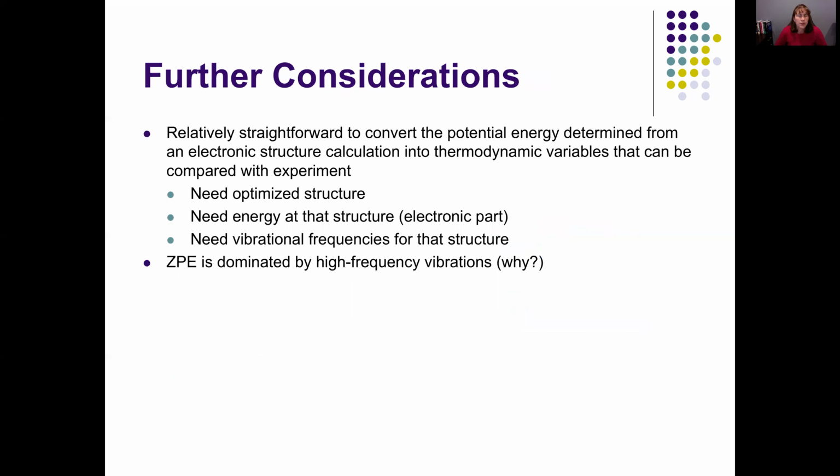All right, so just a few things. It's actually pretty straightforward to calculate these ZPEs. So of course, what we need is an optimized structure. Frequencies only make sense when we're dealing with optimized structures where the gradient's equal to 0. Of course, we're going to need the energy at that structure. That gives us that electronic part of our reaction energies. And then we'll need vibrational frequencies for that structure. So basically, once you have an optimized structure, you can calculate your vibrational frequencies, and then you can use that to calculate your zero-point energy that you can add into your electronic energy.